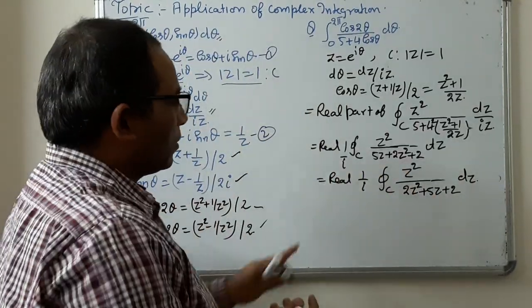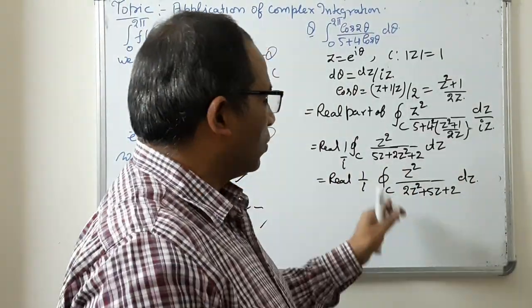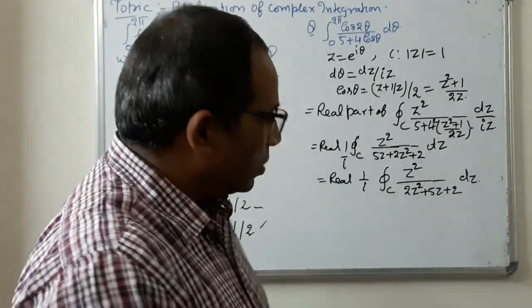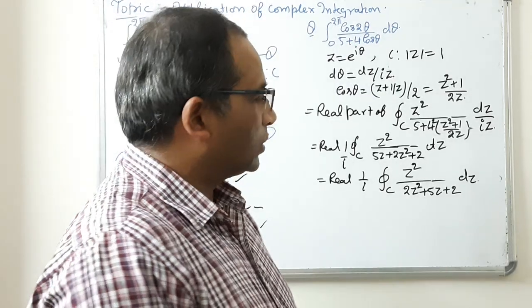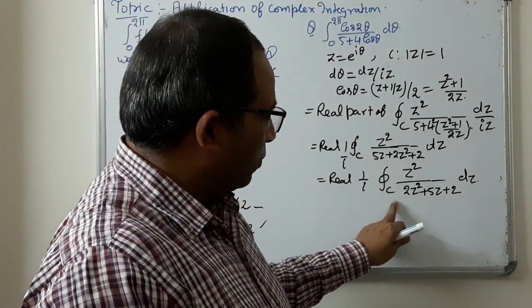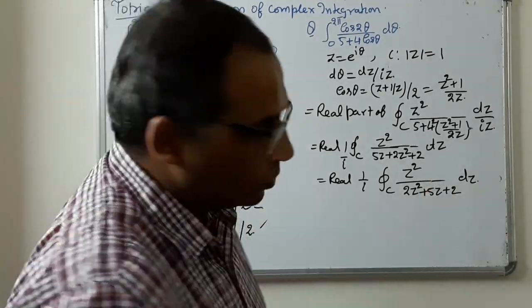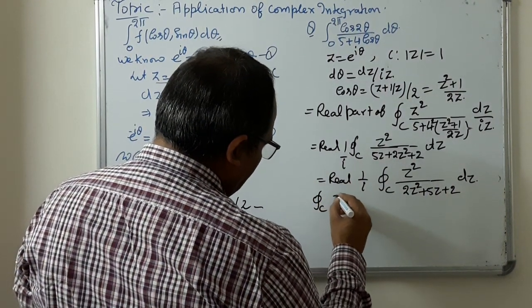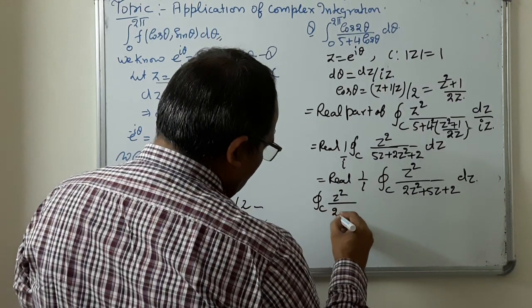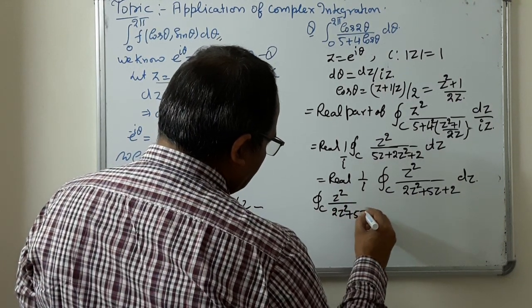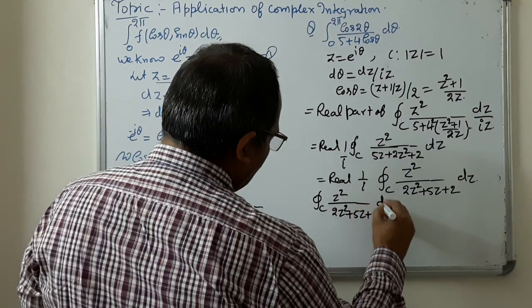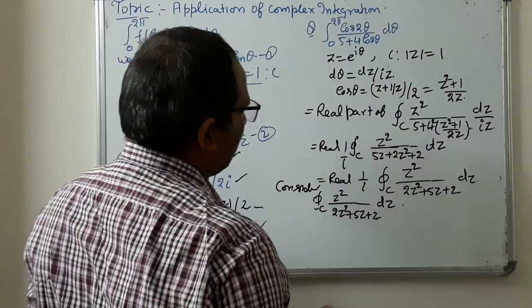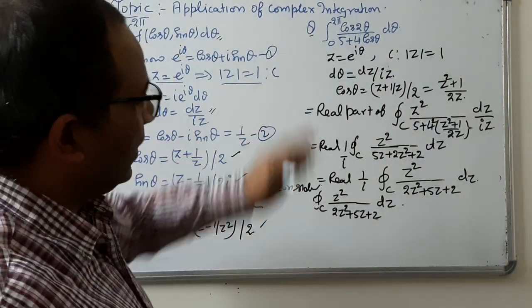Now this is a complex integration, right? And we will solve this complex integration by the residue theorem. Residue theorem means first we have to find out the singularity. For singularity we will put this denominator equal to 0, right? So first we will find out the value of this integration over C of z square upon 2z square plus 5z plus 2 dz. Consider this integration, and then we will find out the value of the above integration.